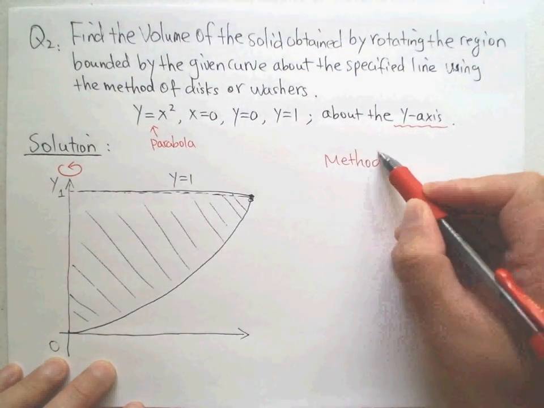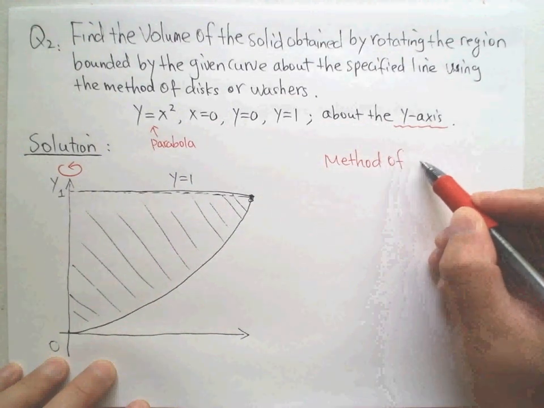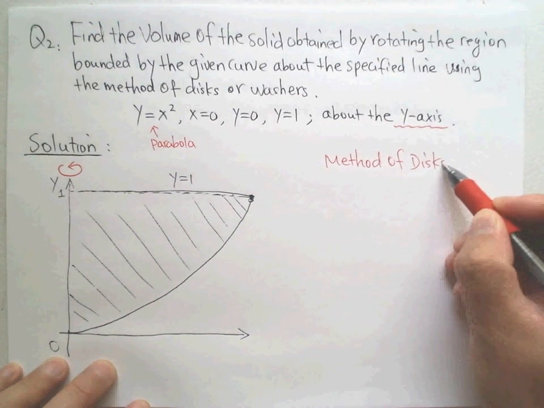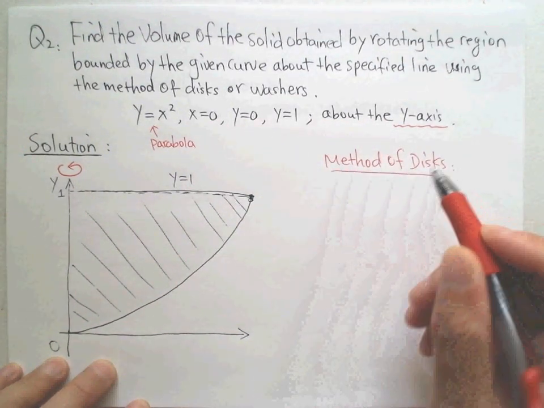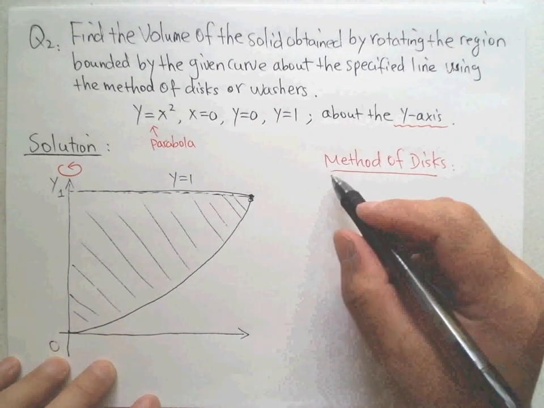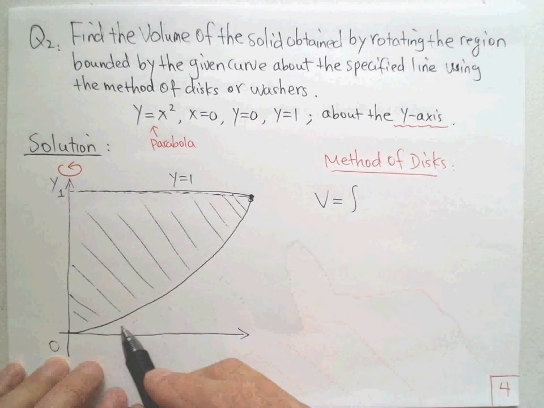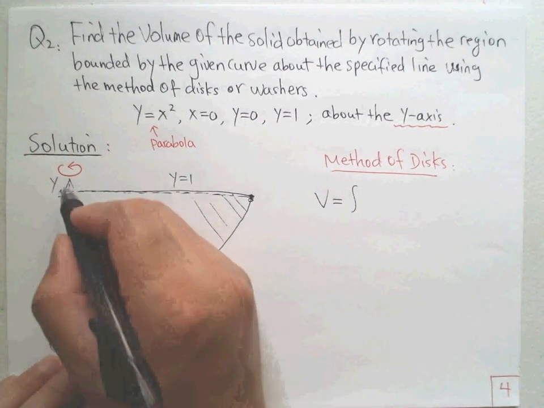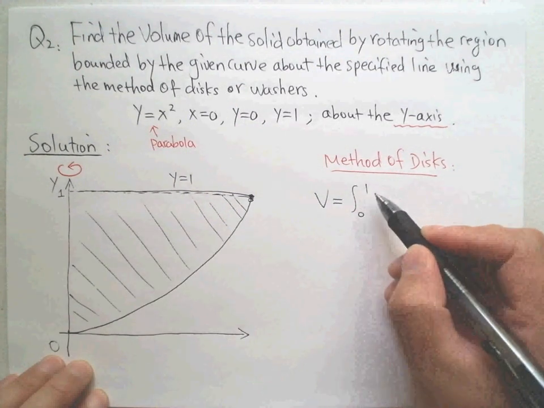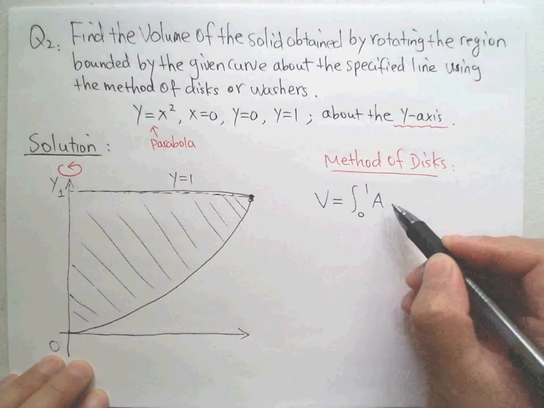So the method this time is still the same. It's still the method of disks. So what we need to do is do the same way. V, the volume, equals what? So integration from 0 to 1 this time.